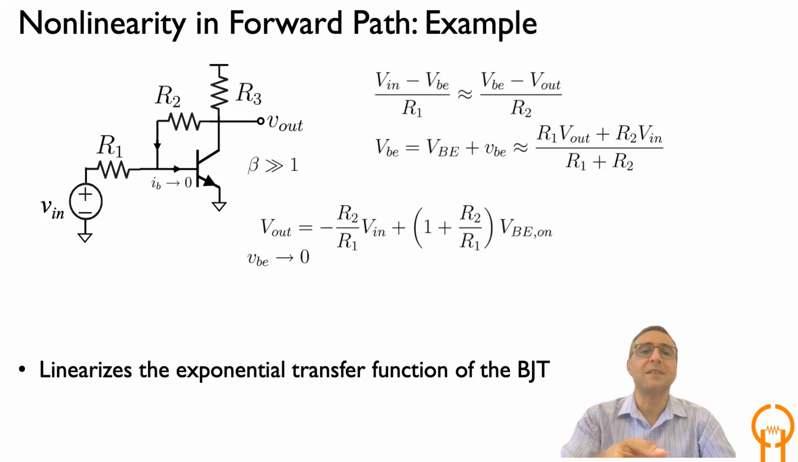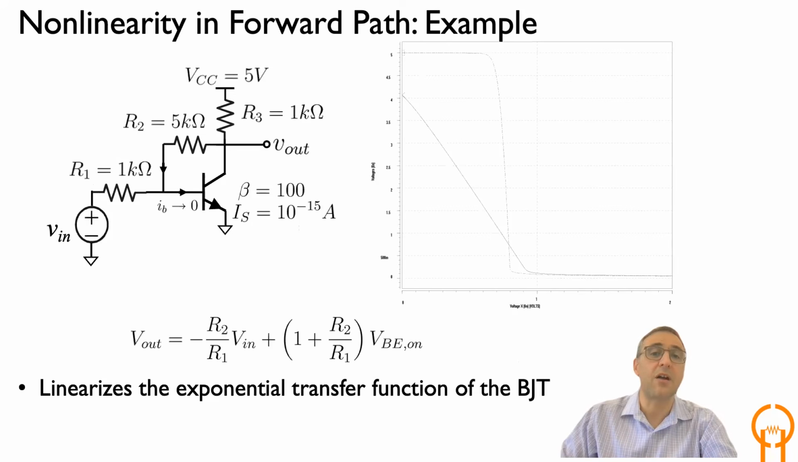And if you solve for VBE, as shown below, and then approximate it as the capital VBE, that's not changing a lot, then you can write an expression for Vout in terms of Vin and VBE. And what you see is that this is actually a linear expression. You don't see the exponential, it's a linearized expression.